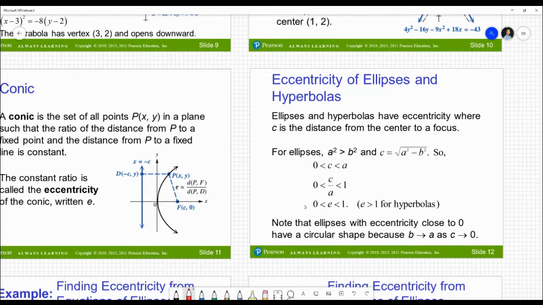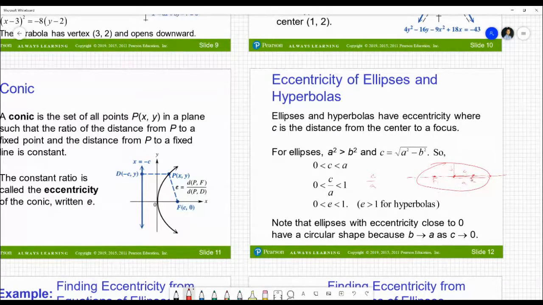So let's look at what the ratio of C over A gives us. Here we have our ellipse. Here's our focus. This value here is B. The value from here is C. The value from here to the vertex is A. So C divided by A.